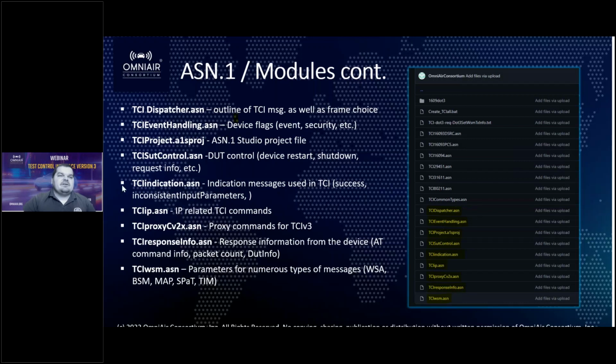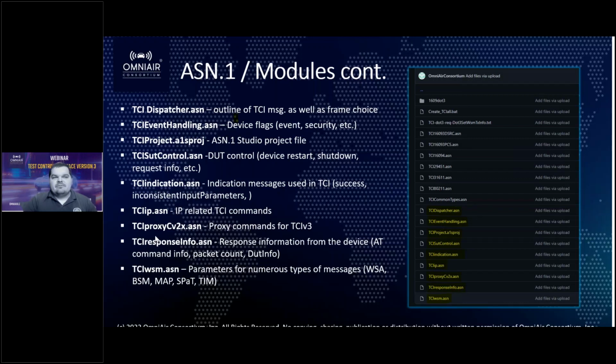TCI indications is another one of those message transactions that we saw at the beginning. This explains the indication messages, whether that's success, inconsistent parameters, and I think we had a few more as well. TCI IP contains the IP related TCI commands. I know there's a lot of talk about trying to figure out the whole IP connection in the CV2X world. Since we stated before that TCIv3 is scalable, we can scale that for the TCI IP to relate towards CV2X as well later on whenever it's needed.